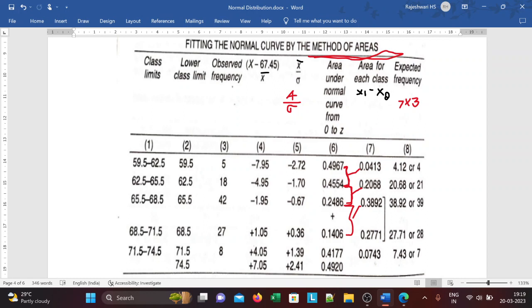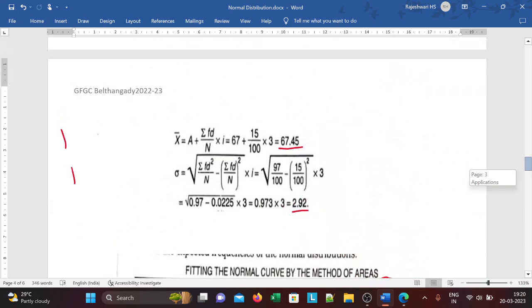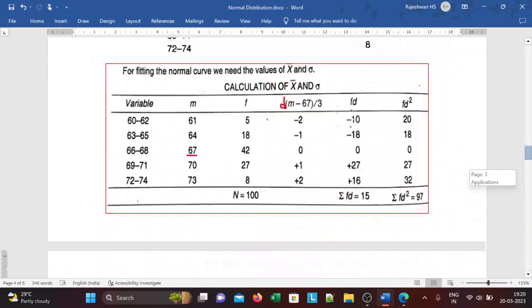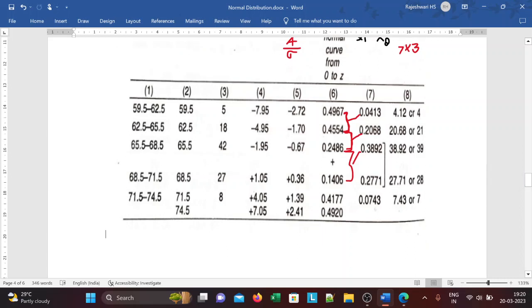So after that, expected frequency. For expected frequency, we are going to multiply the columns. So frequency, this column 3 into column 7. So that we'll get the final answer, expected frequency. So this is how we are going to find out the solutions for fitting a normal curve. So for the normal curve, the values are like this. 4.12, that means we can take 4; 20.68, 21. So like that we can round off the value.